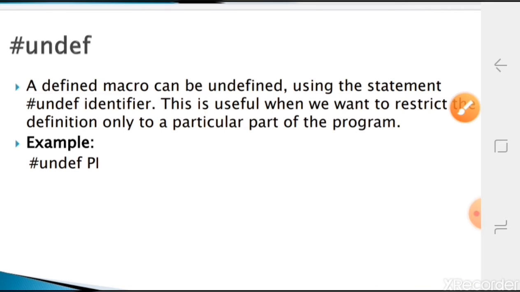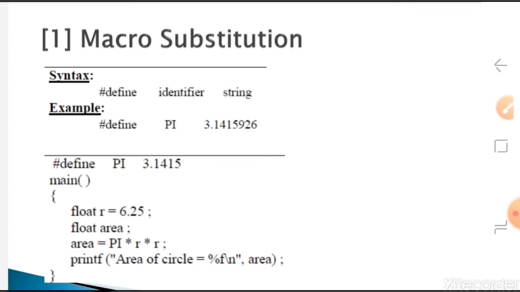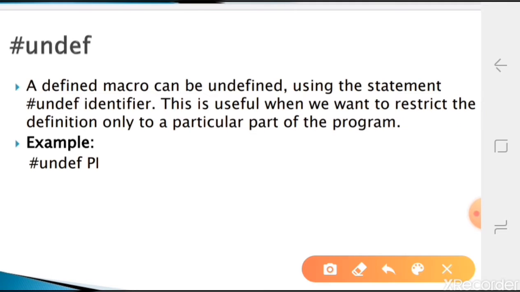Next macro we will go to is #undef. In the previous one, we defined a name, and whenever you see that name, you replace it with its value. Suppose this is already defined somewhere, and now I don't want to use it. At that time I can undefine it.